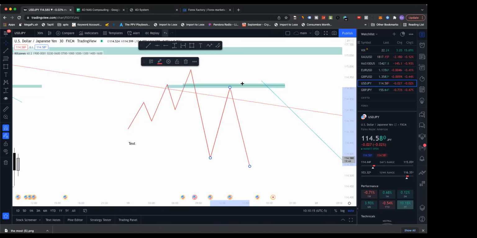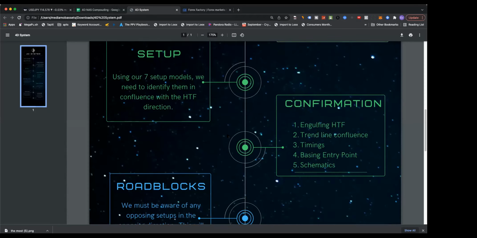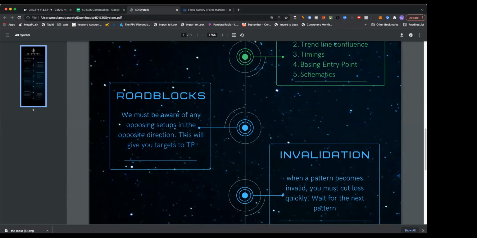So after we have our direction, we have our confluence, we have our setups, we have our confirmations, we have valid trade setups. After confirmations, we need to look for our roadblocks.